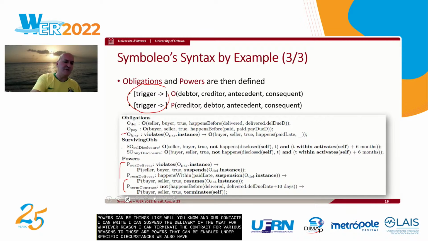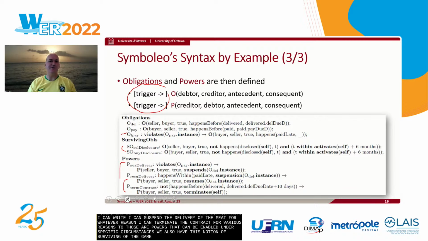We also have this notion of surviving obligations, which essentially enable some obligations to remain after the theoretical termination of the contract. And these usually target non-disclosure clauses inside contracts. So they may last a bit longer than the official delivery of the meat, for example.